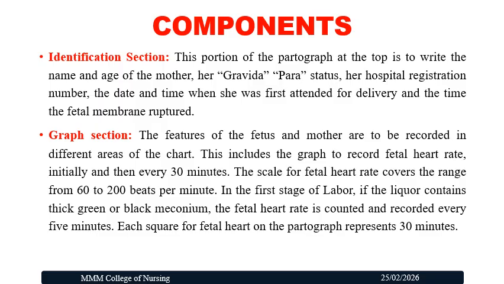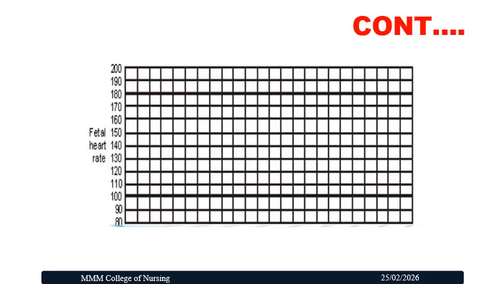It focuses on the FHR. The FHR scale ranges between 60 to 200 beats per minute. During the second stage of labor, if the liquor contains thick green or black meconium, the fetal heart rate is counted and recorded every 5 minutes. Each square of fetal heart rate on the Partograph represents 30 minutes. This is an image of fetal heart rate, where it starts from 80 to 200.